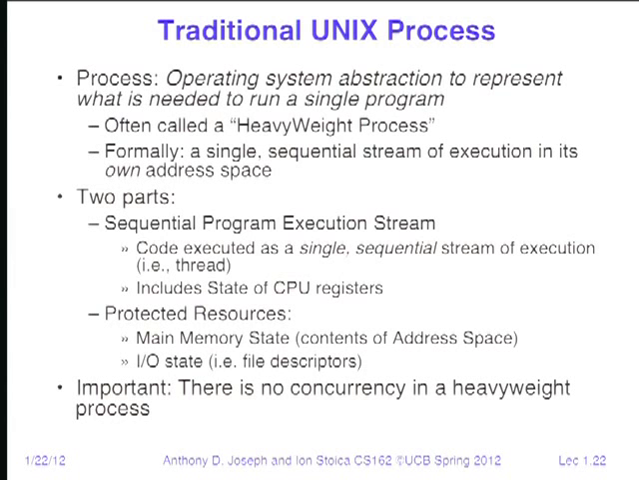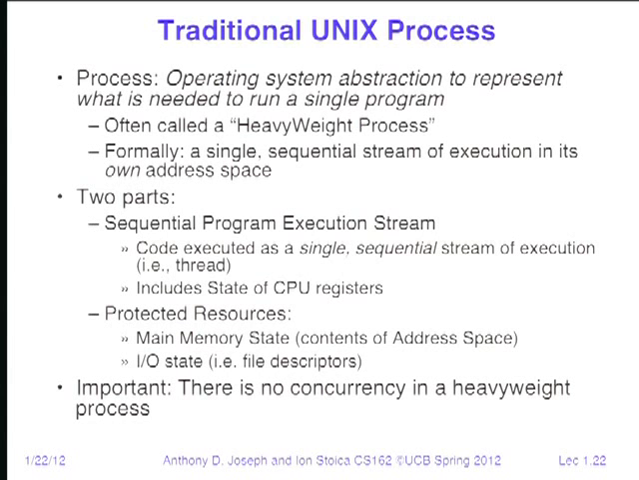So there are two parts to this. There is the active part, which is the thread, the sequential program execution stream, and that includes your CPU registers, your I/O state, everything else. Along with that is a set of protected resources, which is your I/O state and your main memory state. So there's the execution stream, the active part, and the passive part, which is the memory and the I/O. There's no concurrency within a heavyweight process. We can have multiple of these running on a system, but if you crack open a heavyweight process, there's only one thing going on at a time.